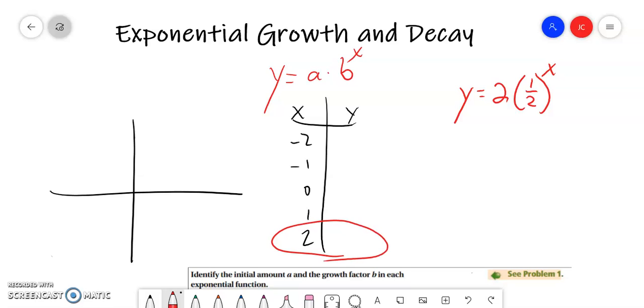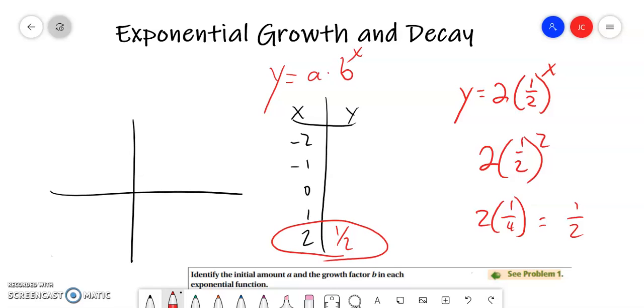This is always the easier one to do, I think. So we have 2 times 1/2 squared. I just substituted in 2 for our exponent here. And 1/2 squared is a fourth, so 2 times 1/4 is equal to 1/2.